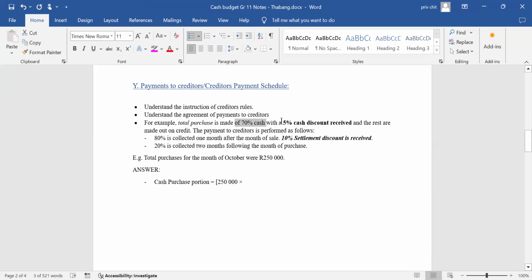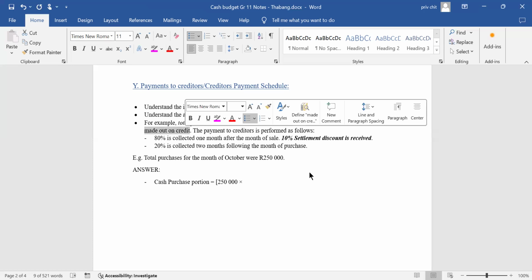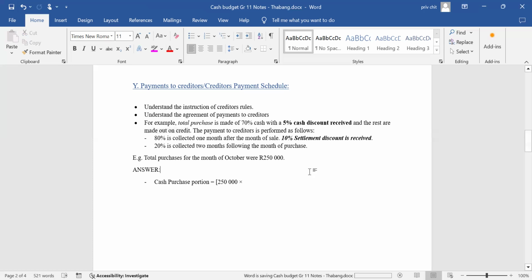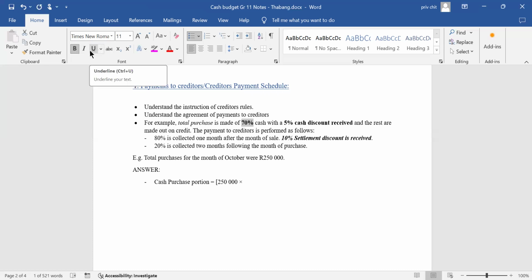And also, yes, was acquired on cash with 5% cash discount received, and the rest are made on credit. So now, what does that mean? It means that, suppose the purchases were to the value of maybe 1.8 million. We are saying how much out of the 1.8 was paid for cash? It will be 70%, isn't it? Yes. Right. Now, if you say 1.8 million times 70%, it leaves you with 1,260,000.